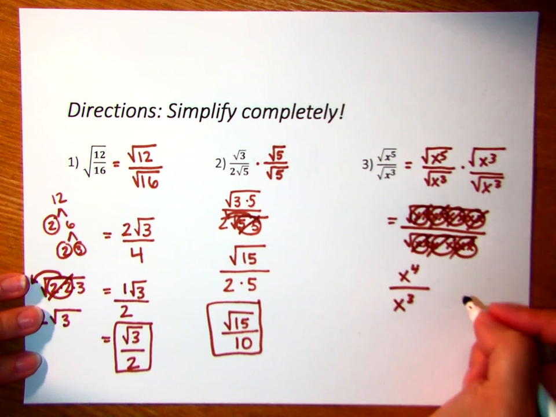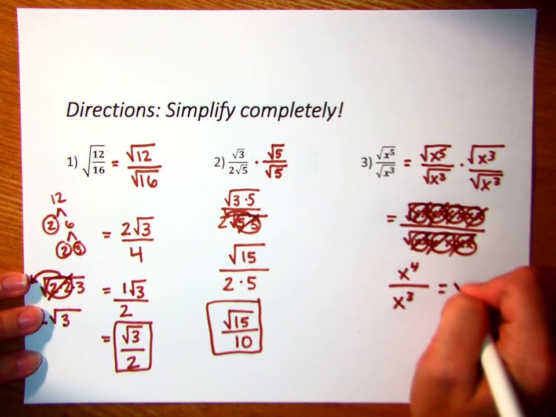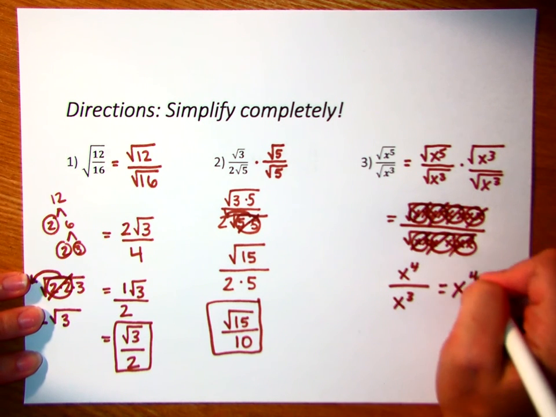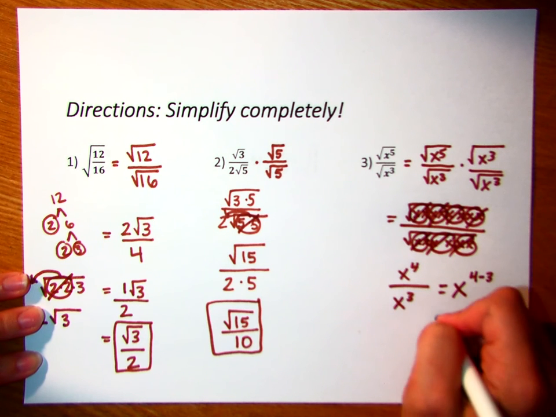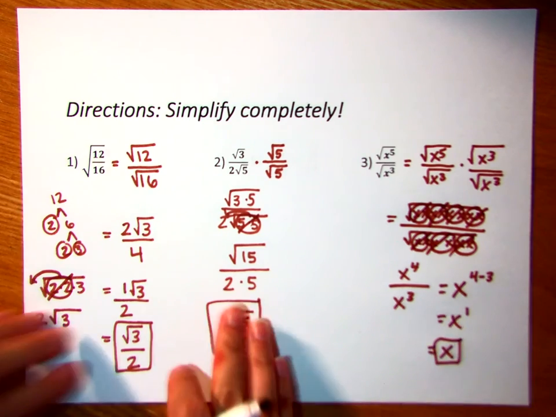Now you do need to use your exponential laws here. When you have the same base over itself, you keep the base, you subtract the exponents. 4 minus 3 gives me x to the first. Anything to the first power is x. That would be my final answer here.